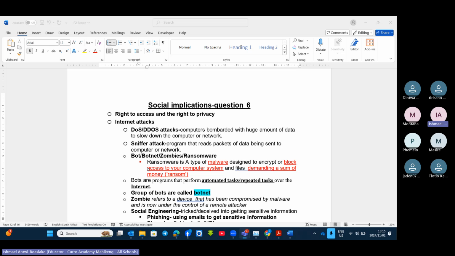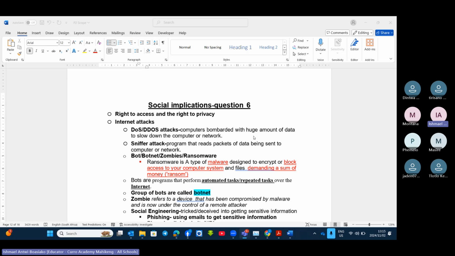So when we talk about the DOS, the keyword that you must know here is that whenever the computers are bombarded with huge amounts of data in such a way that your computer becomes slow, we need to add some of these words when you are answering these questions.